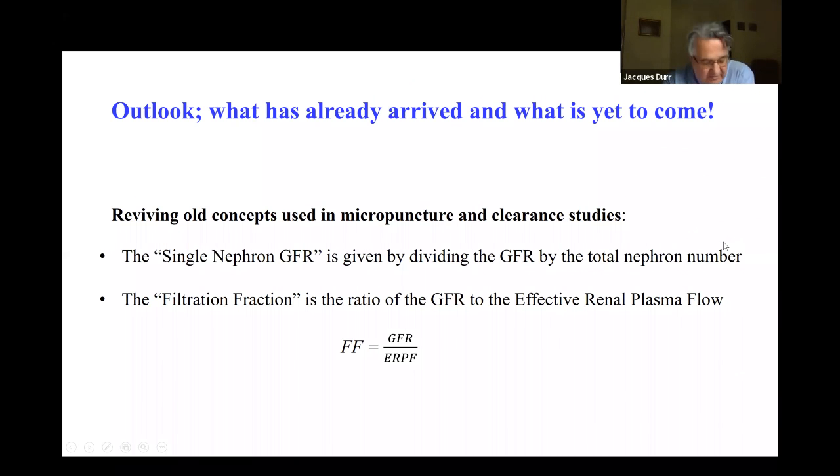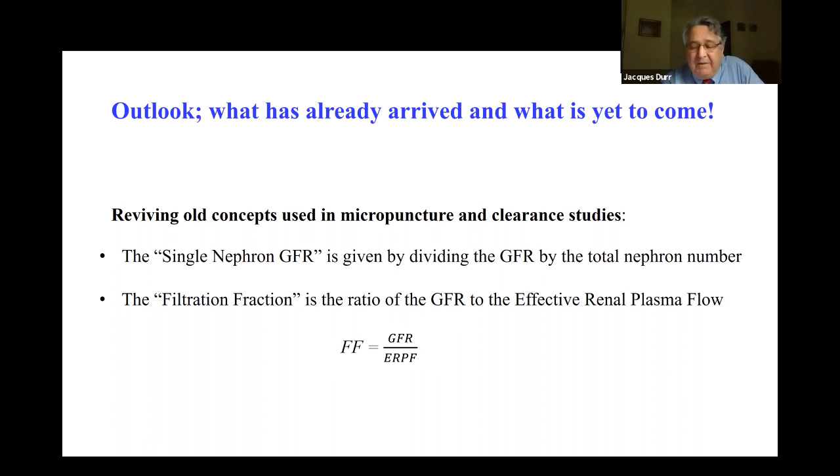Now let's see what's on the radar coming. We kind of invoked single nephron GFR when we talk about GFR divided by healthy renal tissue, right? This suggests the concept of single nephron GFR, in other words, the concept of micropuncture. The filtration fraction, GFR divided by effective renal plasma flow, invokes data from the clearance literature, but we need to revive those kinds of parameters, and that's what we see happening.